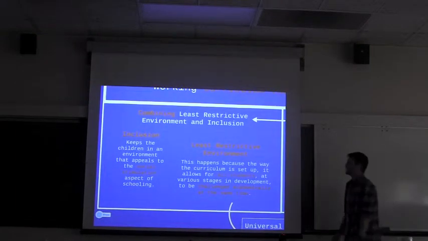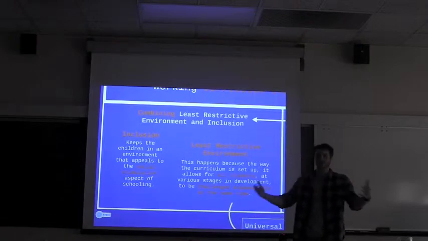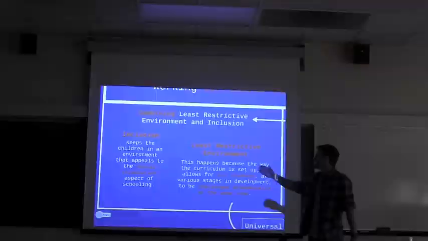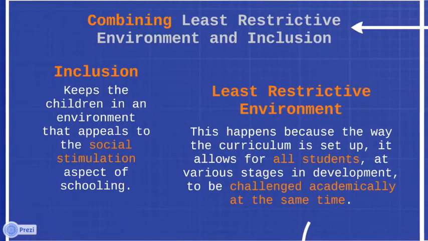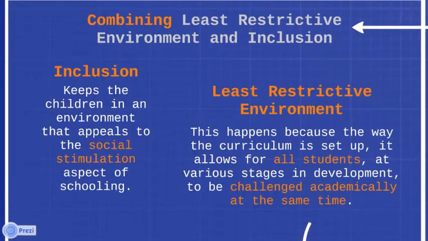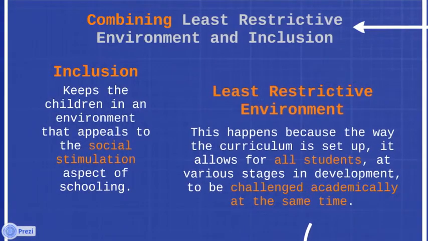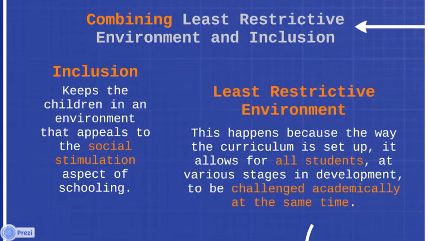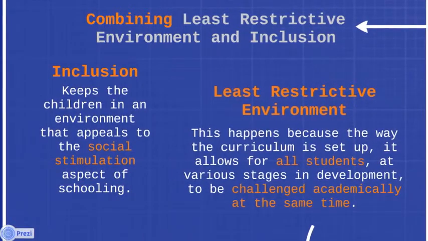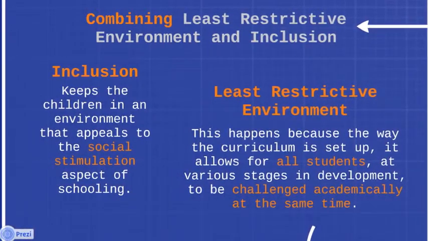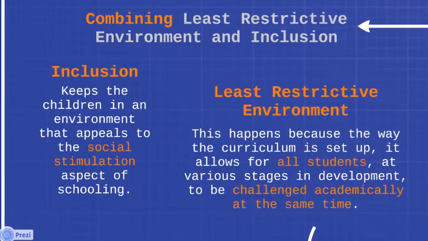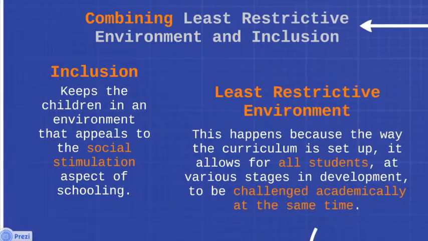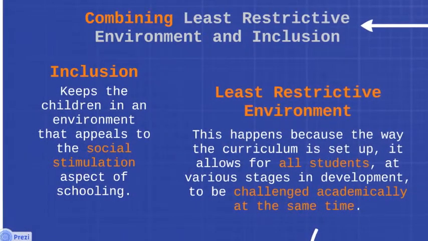So again, combining least restrictive environment, I told you we would, and how UDL meets it. This is how. Inclusion is the idea that it keeps the child in an environment that appeals to the social stimulation. And how we do that with universal design is that they're all in the same environment, in the one classroom. And how you keep them all in that socially stimulating classroom is by this: all students are challenged academically at the same time, through multiple means of representation as an educator, multiple means of expression for the students, and multiple means of engagement for the students.